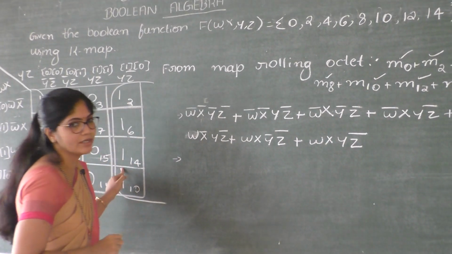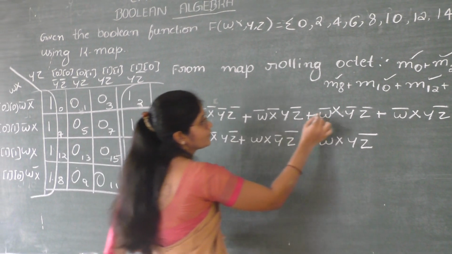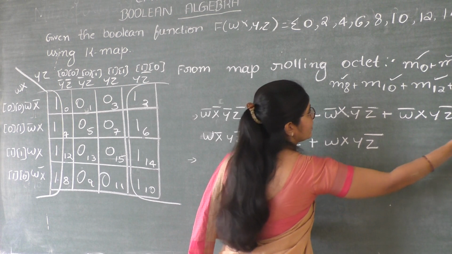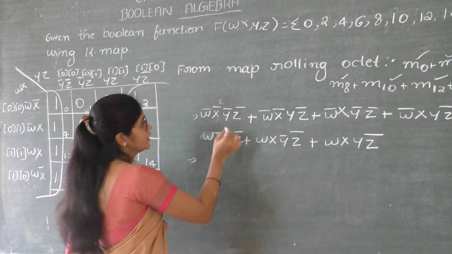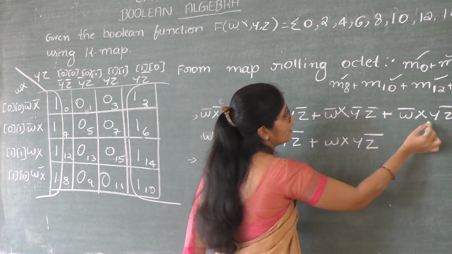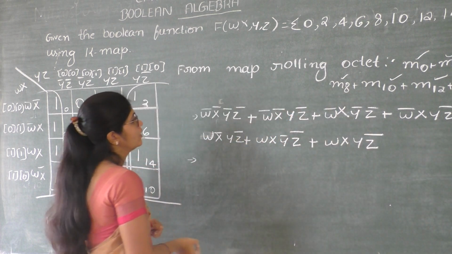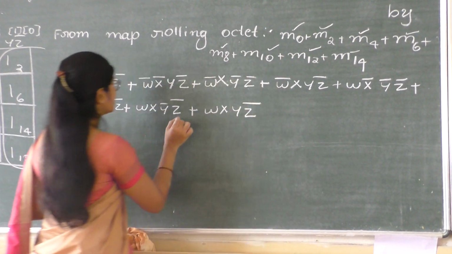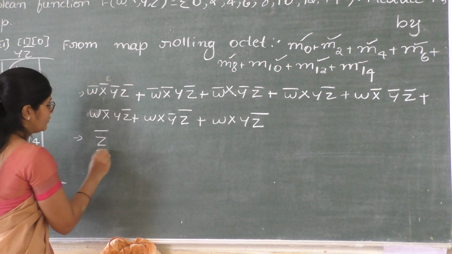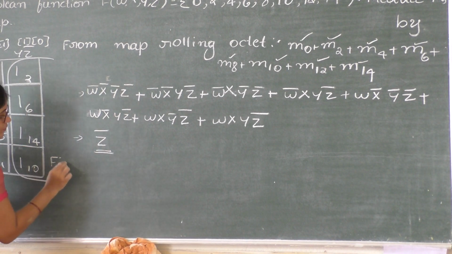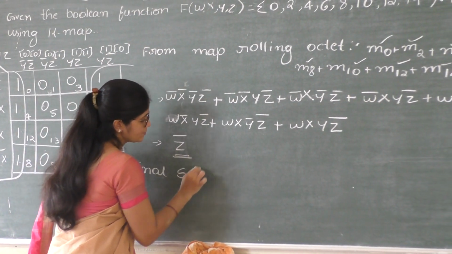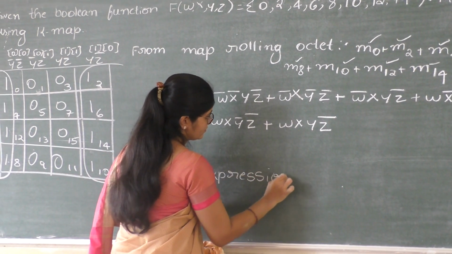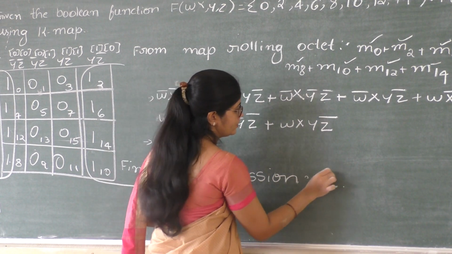Next, we shall write the common variables. W bar is not common. Next, X bar is also not common. Next, Y bar is not common. Next, Z bar. Yes, Z bar is the common variable. Write the variable. So the final SOP expression is Z bar.